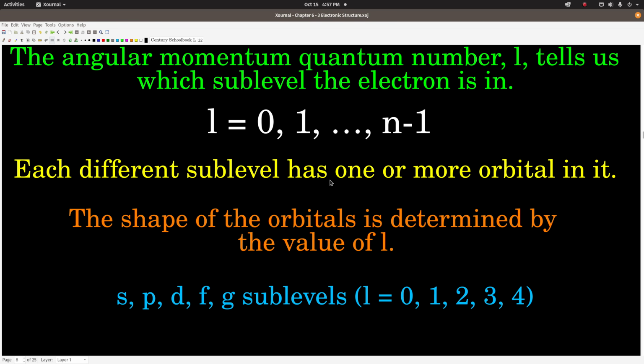The next quantum number. So n was like the city, this is like the street. Okay, so this is L. L is the next quantum number. It's called the angular momentum quantum number, and it tells us which sublevel the electron is in. So we have levels that, n equals 1, 2, 3, and so on. And within each level, within each energy level, within each n, there's one or more sublevels, like a subdivision. And within each sublevel, there's one or more orbitals. Remember, an orbital is a region of space within which there's a given probability of finding an electron.